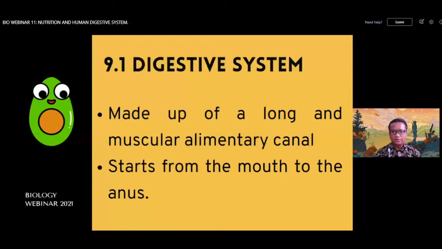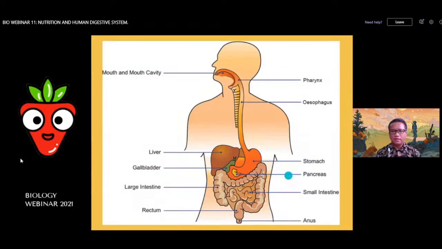As you can see over here, based on the diagram, the alimentary canal starts from the mouth until the anus at the bottom. At the mouth and the alimentary canal, the food will be chewed and move towards the stomach, towards the liver, towards the duodenum, and then the intestine. All right, move on to the next slide.